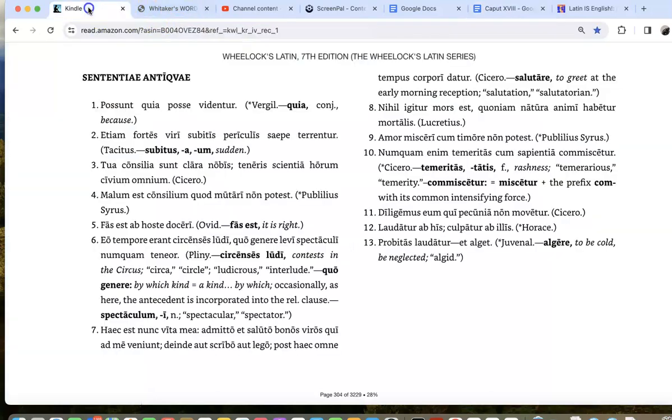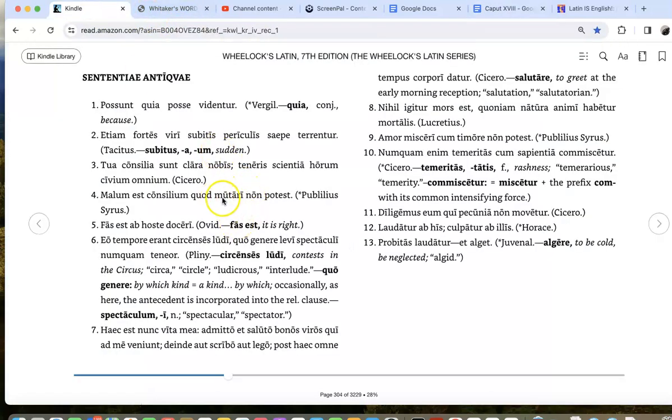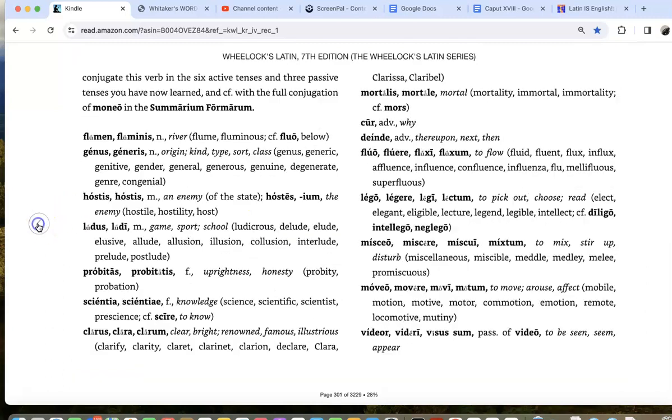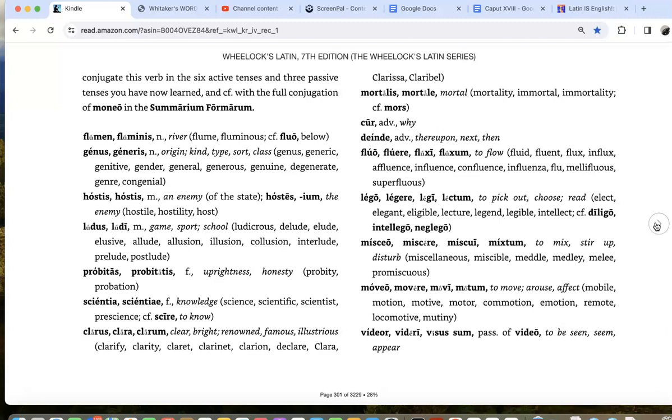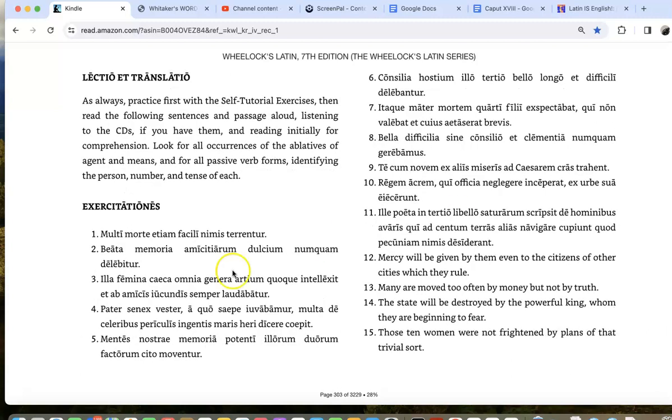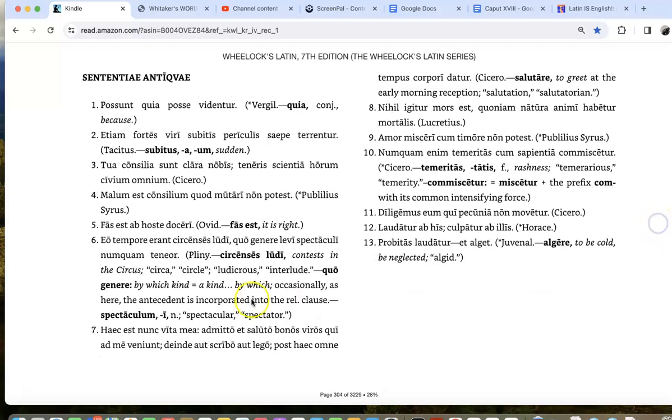All right, so this one we have the perfect passive infinitive, mutari, which we had earlier, the PPI. And so it ends in I, mutari, to change, which is fairly straightforward. A plan, concilium, is as bad, that, or you could say which, too, is not able, non potest, and then mutari, to be changed. Being flexible is important.